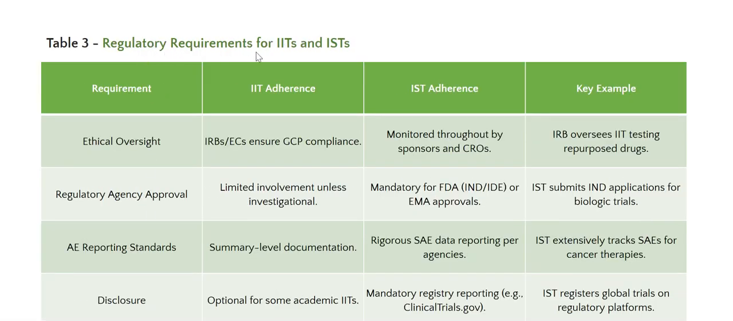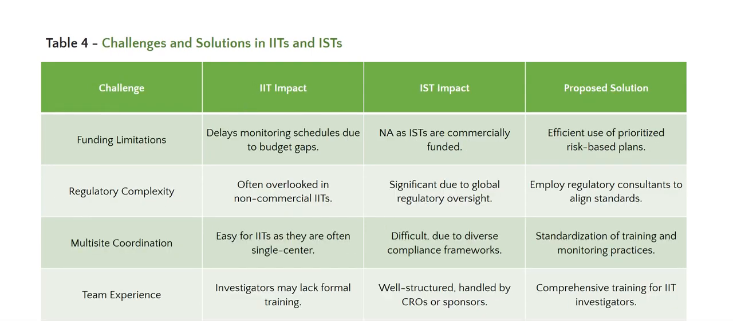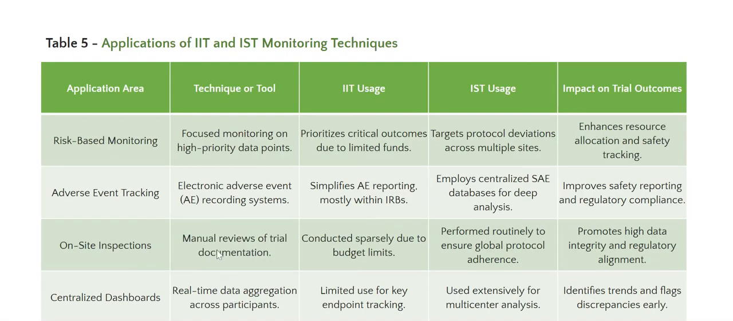A table on regulatory requirements for IITs and ISTs: for each, IIT adherence, IST adherence, and key example. Requirements: ethical oversight, regulatory agency approval, AE reporting standards, disclosure, and then protocol updates. Challenges and solutions in IITs and ISTs. Challenge, IIT impact, IST impact, proposed solution. Challenges we have: funding limitations, regulatory complexity, multi-site coordination, team experience, AE documentation.